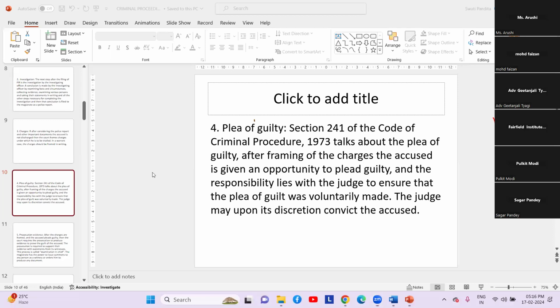This will be something very important, and criminal trial is how it begins.